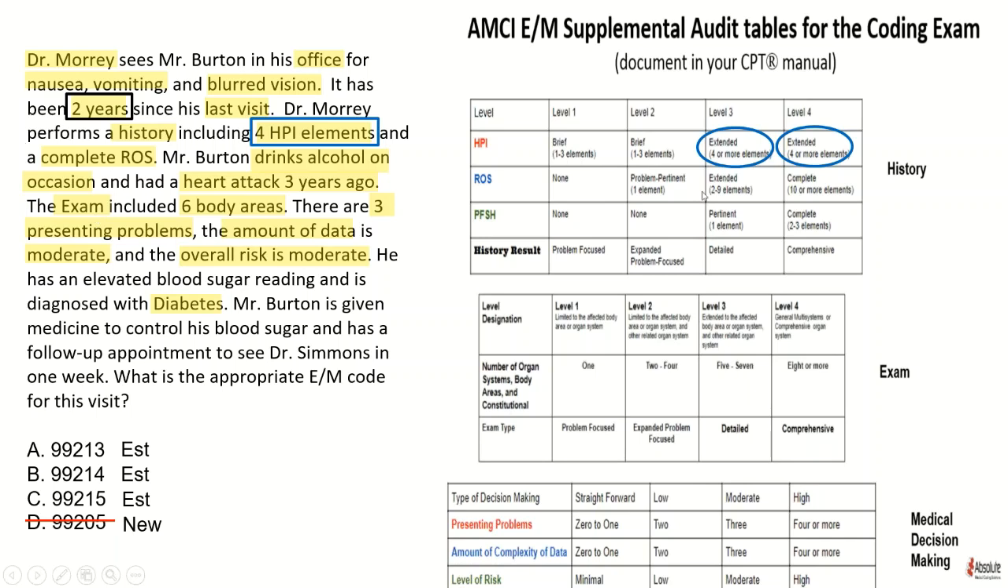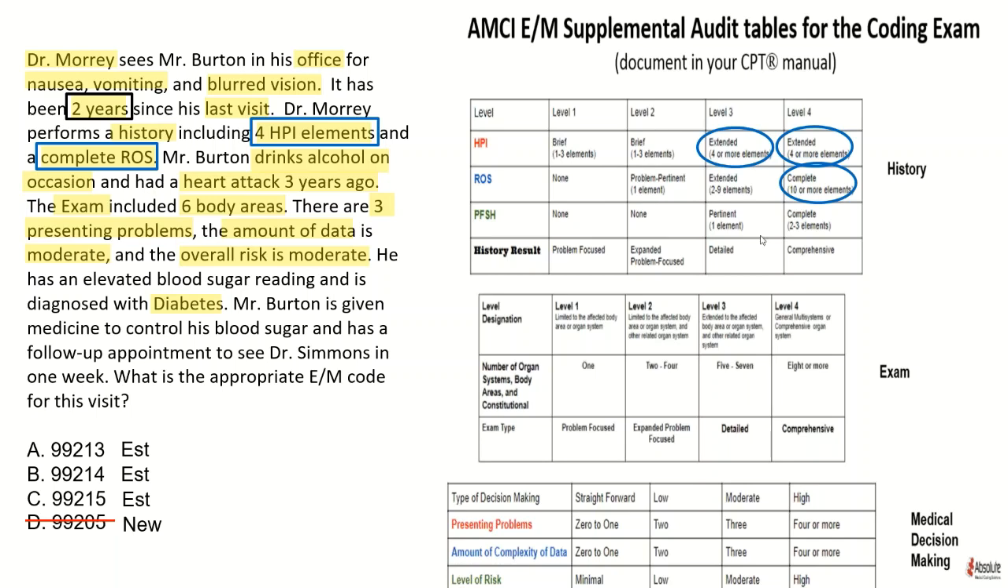Complete ROS. So if we go to our ROS to complete, that's 10 or more elements. That falls under a level 4 there. Okay. So there we go. And then our PFISH, how many do we have for the PFISH? Doesn't particularly tell us the number, but we can get it off of our keywords there. Sorry, I'm trying to find my question box. There we go. I keep losing it.